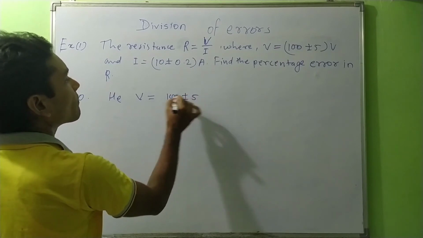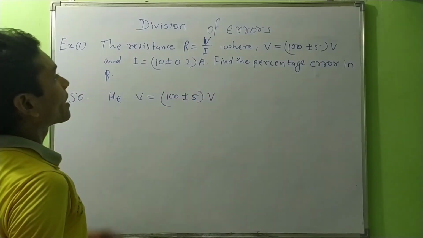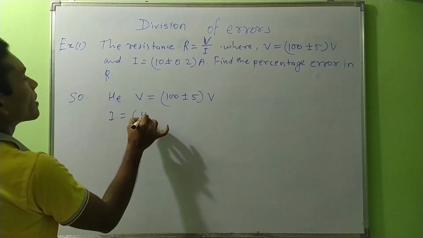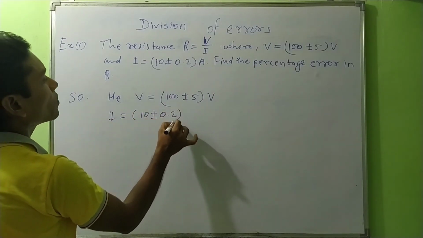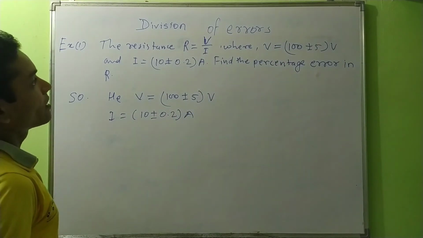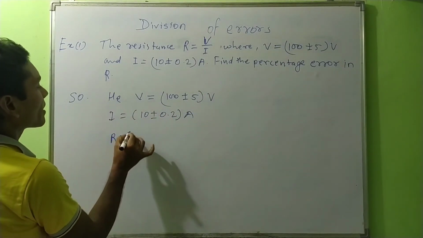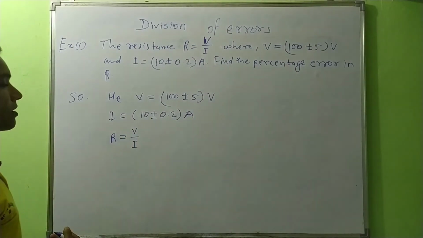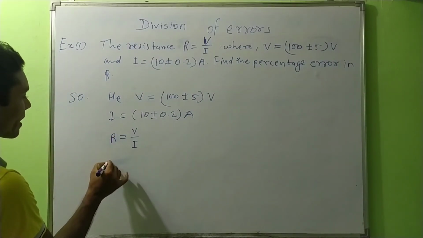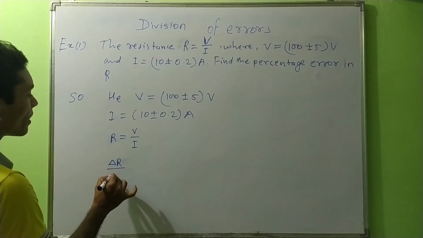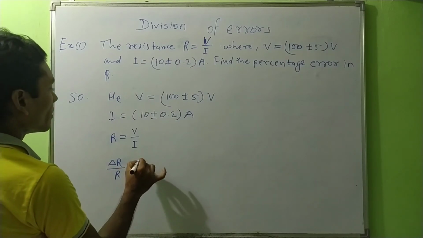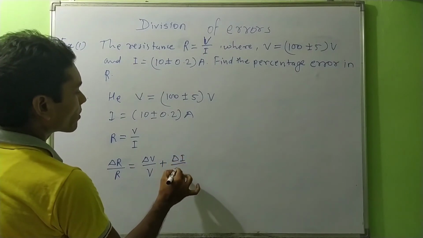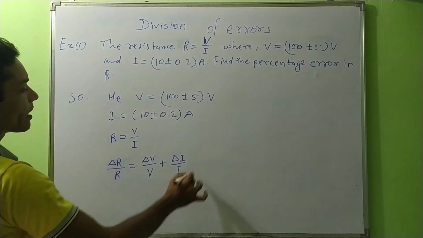V is 100 ± 5 volt and the current flowing through the resistor is I equal to 10 ± 0.2 ampere. And the formula of resistance is R equal to V upon I. This is the division of two physical quantities. So the relative error in the resistance will be ΔR/R equal to ΔV/V plus ΔI/I.